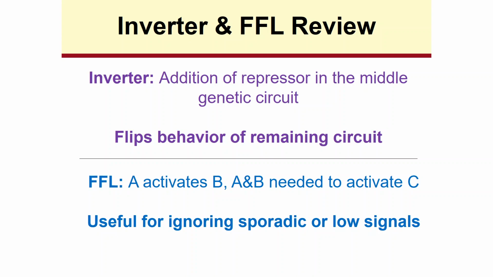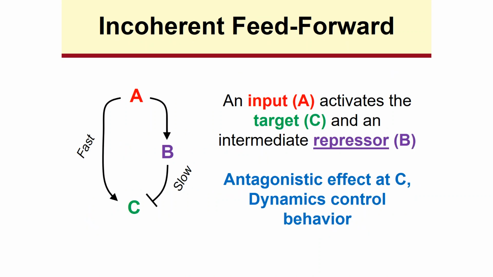The final type of circuit I'd like to highlight is known as an incoherent feed-forward loop. This is where input A activates the target C and also activates an intermediate B, which in this case acts as a repressor. Once again, the dynamics between A and B are important for how this works, right? We want to have one branch of this circuit acting faster than the other to get this sort of different dynamic type of response.